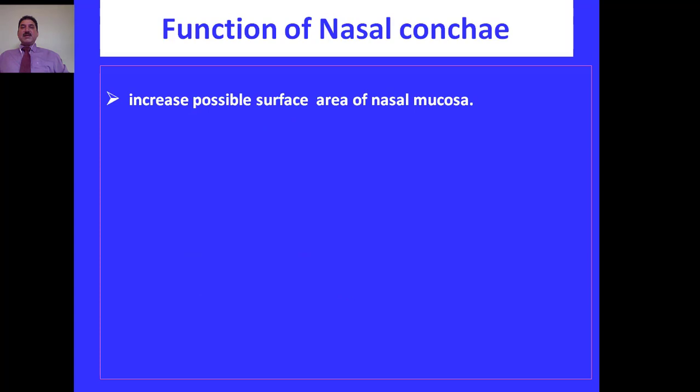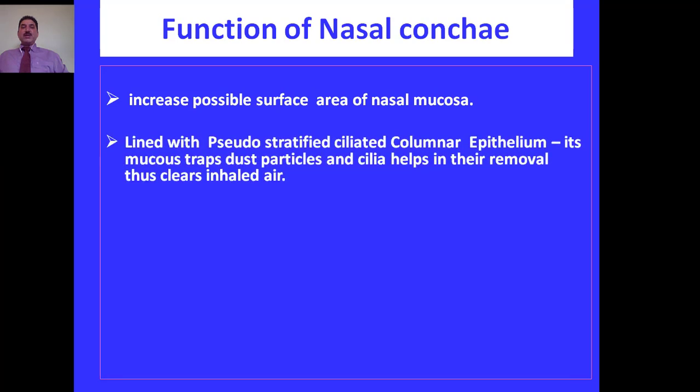Functions of nasal turbinates or conchae are: they increase the possible surface area of nasal mucosa. These bony conchae are lined with pseudostratified ciliated columnar epithelium. The mucus secreted by goblet cells of this epithelium traps dust particles, and ciliated epithelium helps in their removal. Thus, it clears the air of dust particles.